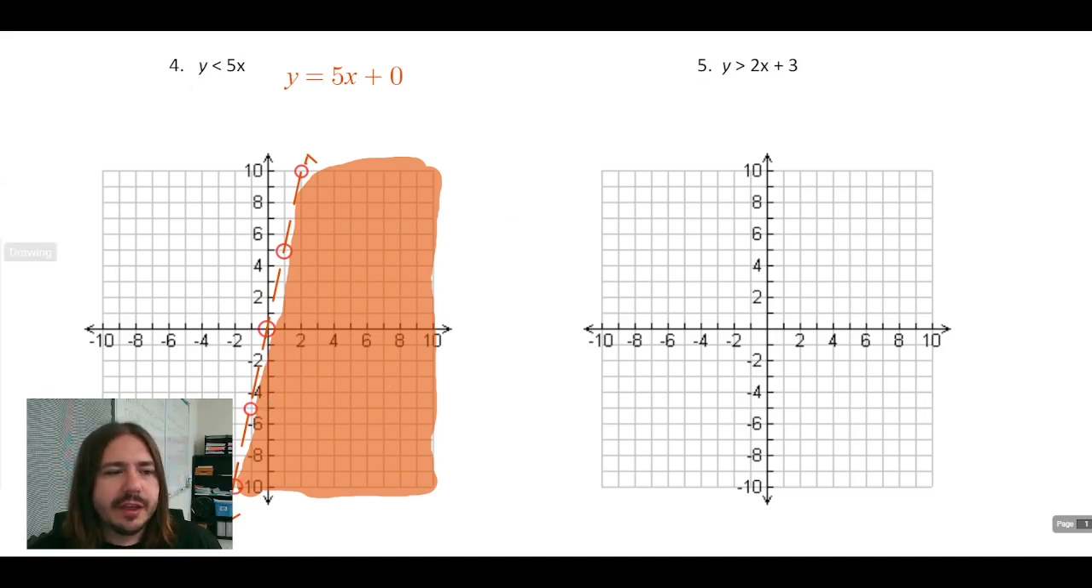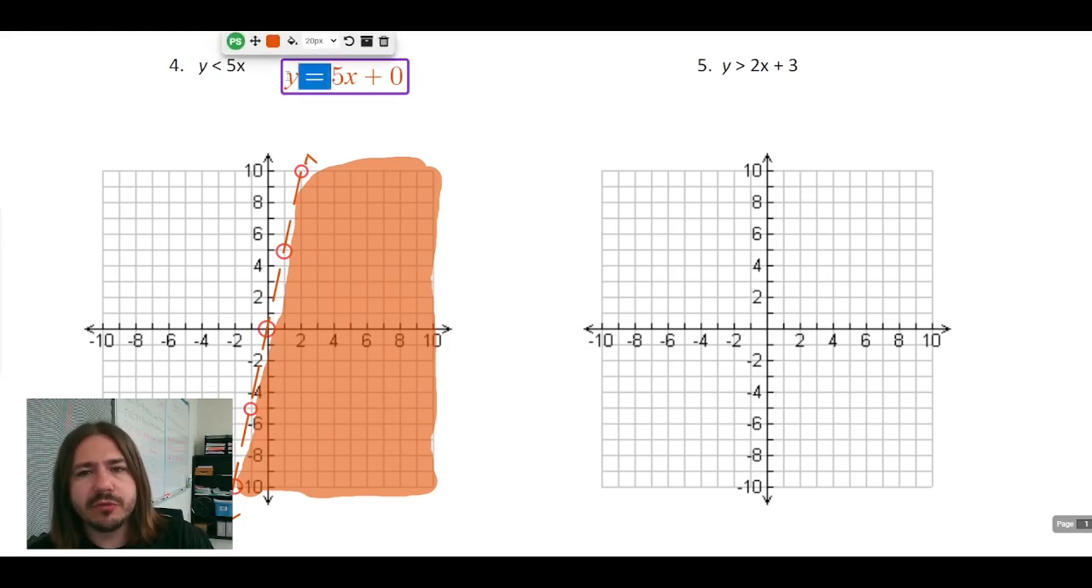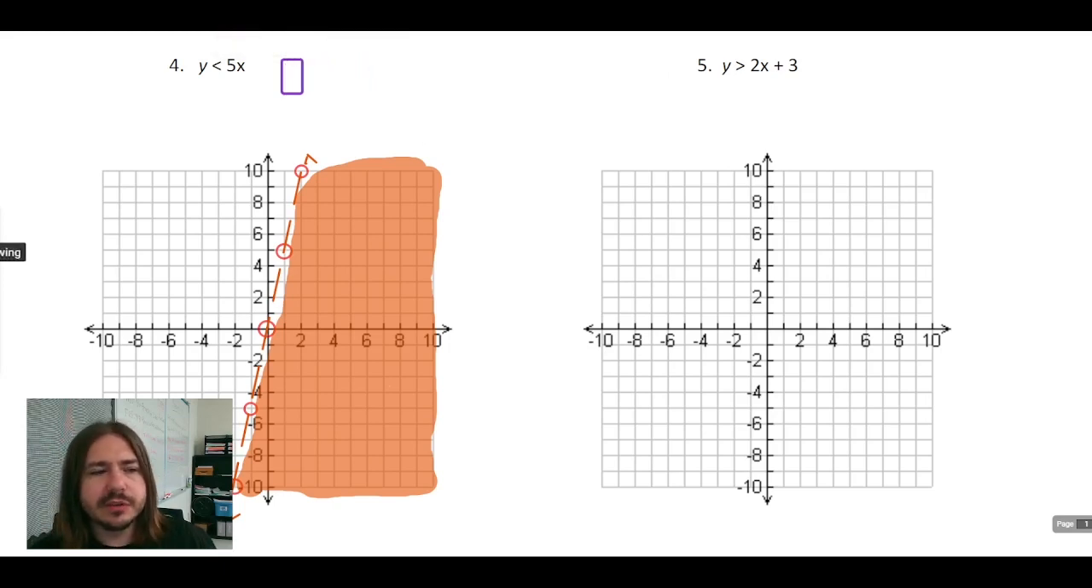Number 5 is y is greater than, so that means we're going to shade up 2x plus 3. So the y-intercept on this one's going to be 3, the slope is going to be 2. So let's go ahead and plot that y-intercept at 3. Slope is 2, so I'm going to go up 2 over 1. It's going to have a bunch of points here. Be able to fit a lot.